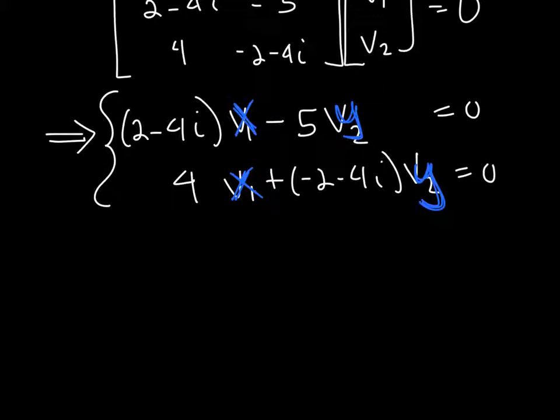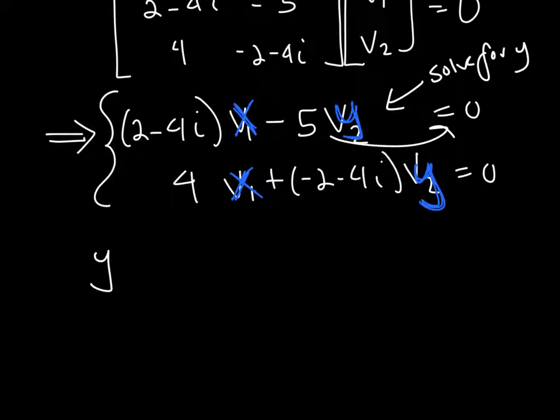But I'm just going to do some algebra, and I'm going to solve for y here. I'm going to bring my 5y over and then divide by 5. I obtain y equals (2 minus 4i) divided by 5x. Okay, so I'm solving the system by substitution.